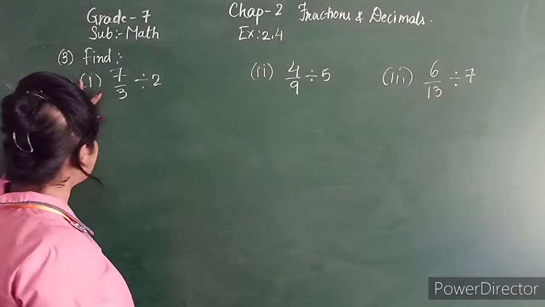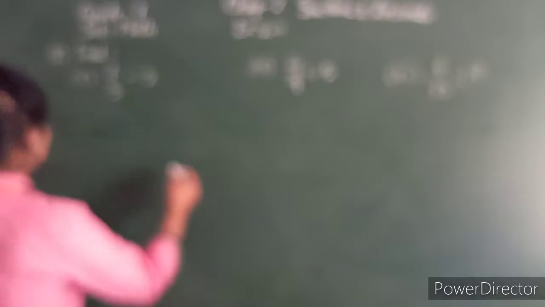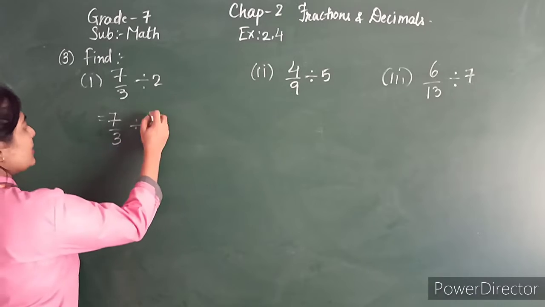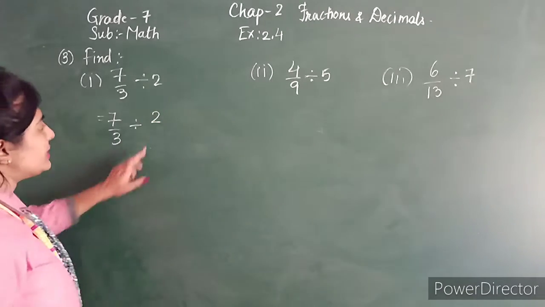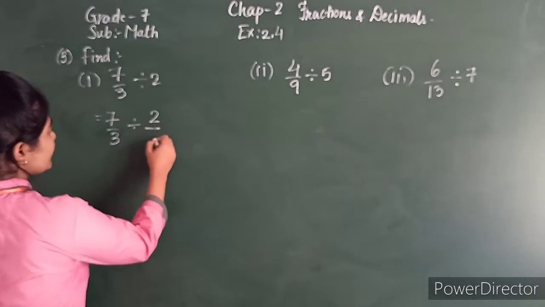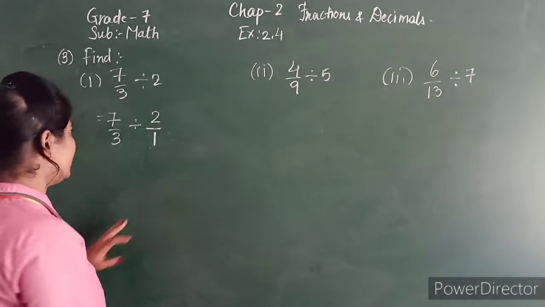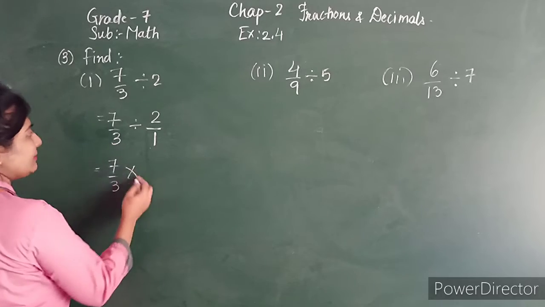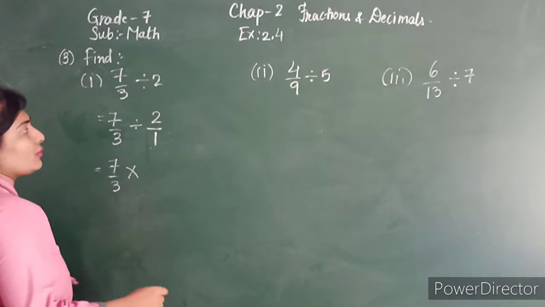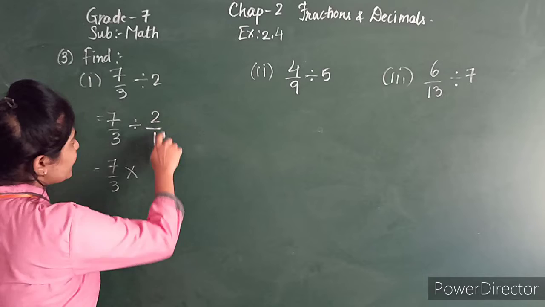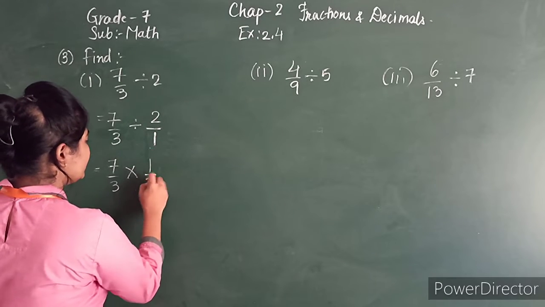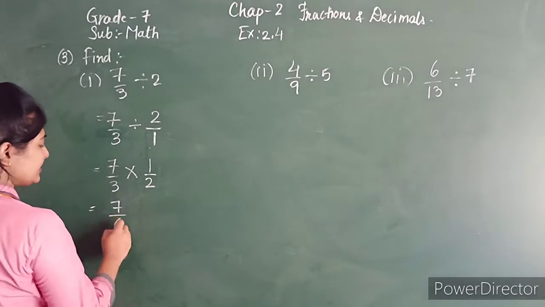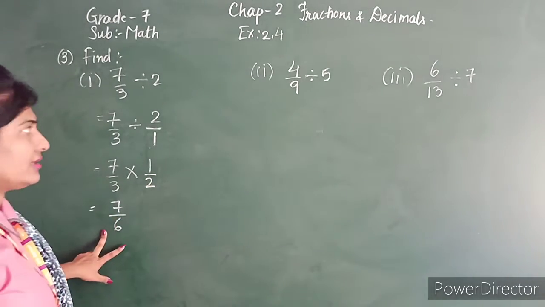Now question number 3, 7 by 3 divided by 2. So here 7 by 3. So here this 2 is given as a numerator, so there is nothing in the denominator, so we have to write 1. Now if we change this sign into multiplication, then we have to write the reciprocal of this. So the reciprocal of 2 is 1 upon 2. So 7 ones are 7 and 3 twos are 6. So 7 by 6 is the answer.